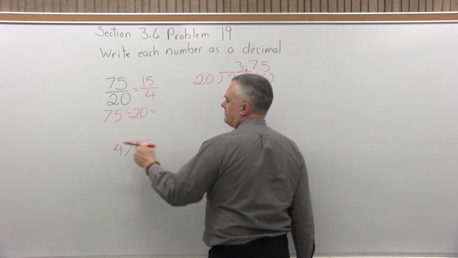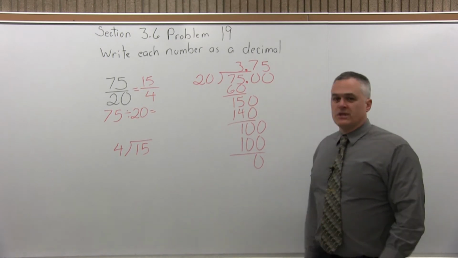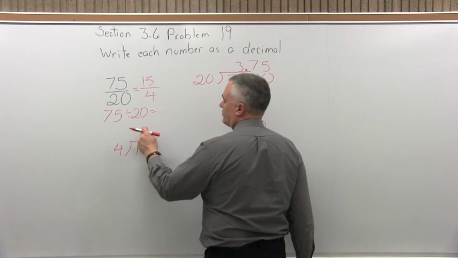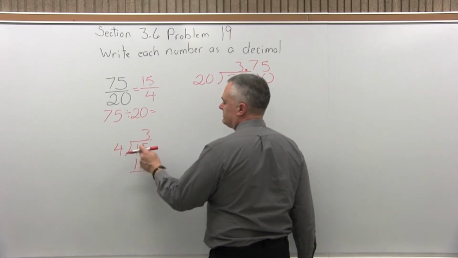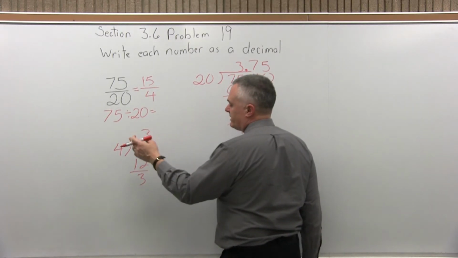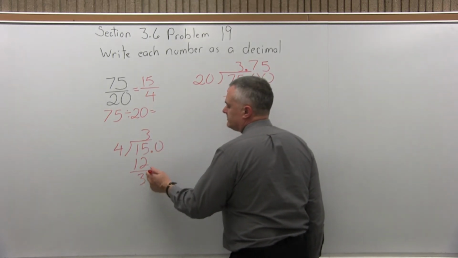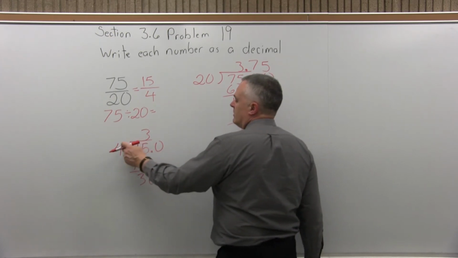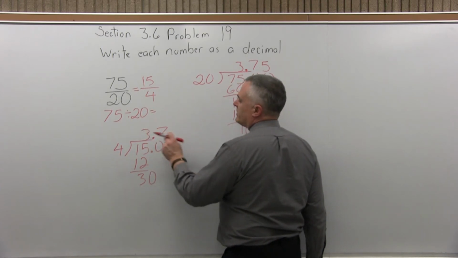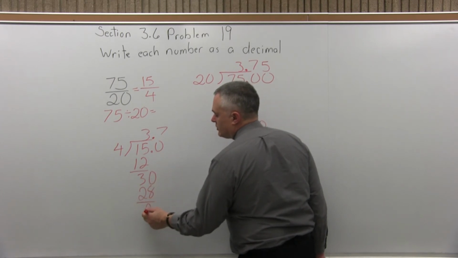So you can do 4 divided into 15. The denominator goes outside of the division. The numerator, the 15, goes inside the division. 4 goes into 15 3 times. 3 times 4 is 12. 15 minus 12 is 3. It didn't fit evenly, so make it 15.0. Bring that 0 down. 4 divides into 30 7 times, notice when I put the decimal, I have to bring it up. 7 times 4 is 28. 30 minus 28 is 2.